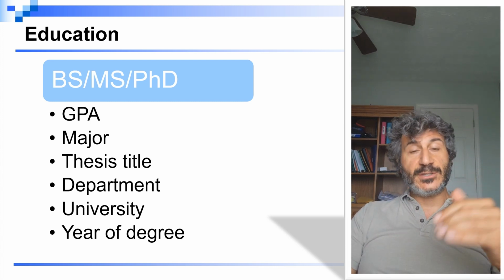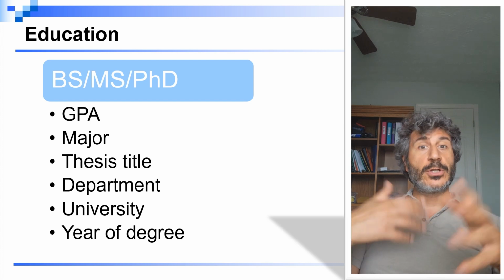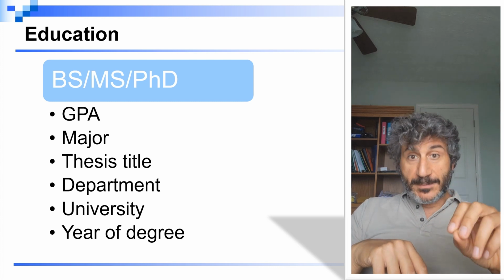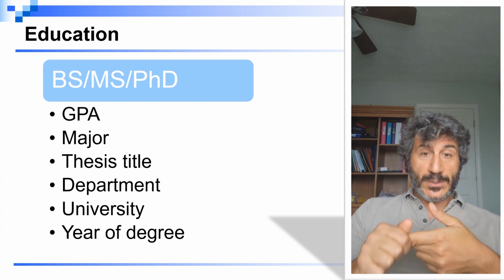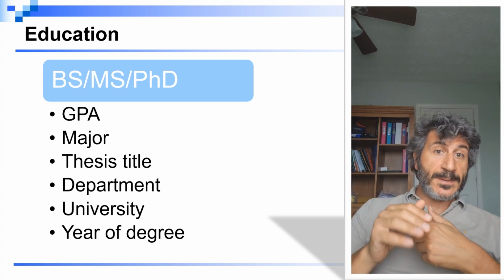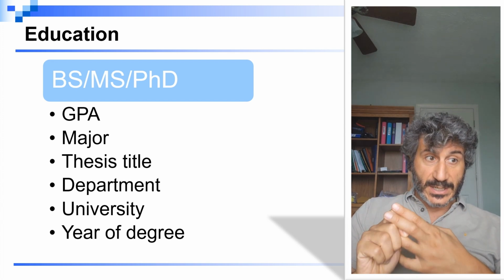The next section is your education. So the degrees that you have received, for example, you may have received a bachelor's degree, a master's degree, or you're going through a PhD. For each of these, you should include your GPA, the major in which you have graduated. If you have done a thesis, also the thesis title could be a good idea, in which department and university you have received your degree and in which year as well.